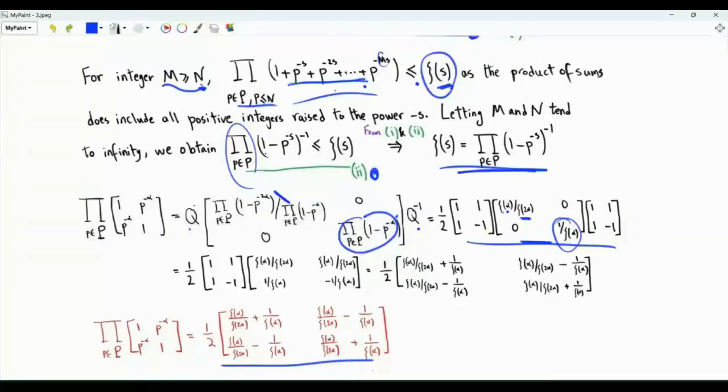We can write down this result in a nicer form if, for example, we know that alpha is a positive even integer. If alpha is equal to 2, we know that zeta of 2 is pi squared over 6. Zeta of 4 is pi to the power 4 over 90. We can put these here and get a simplified 2 by 2 matrix.